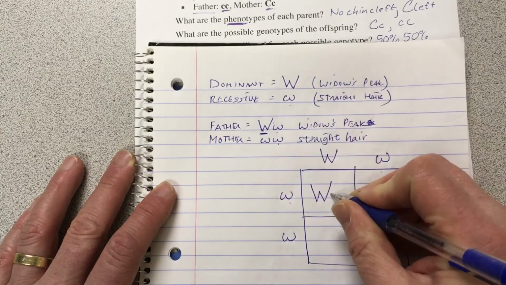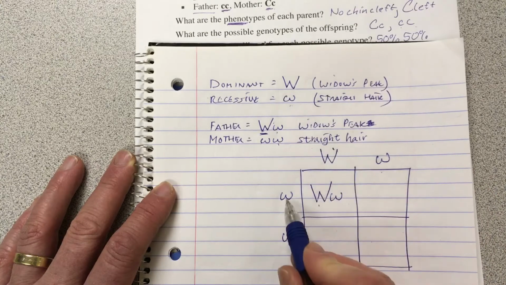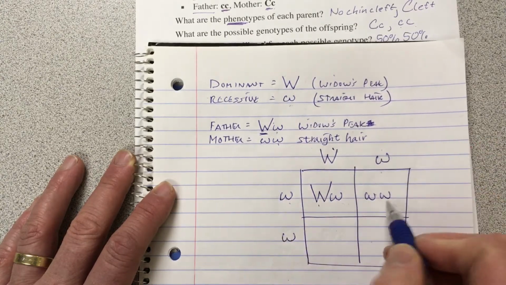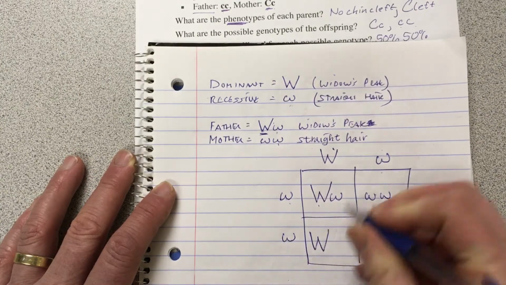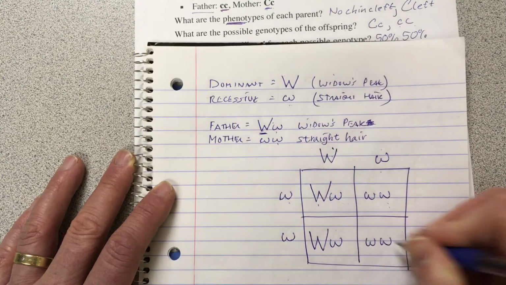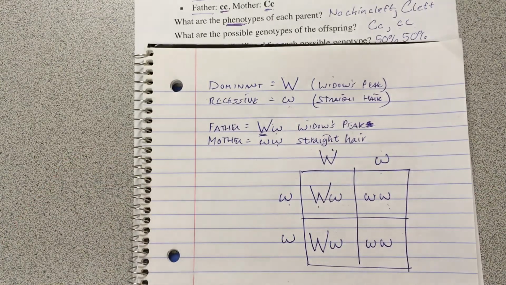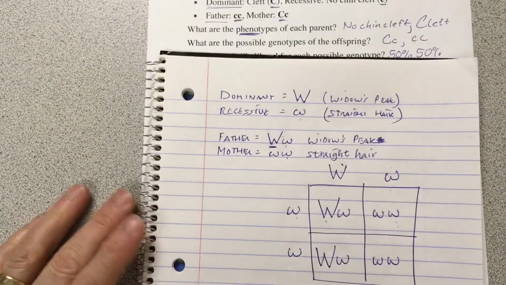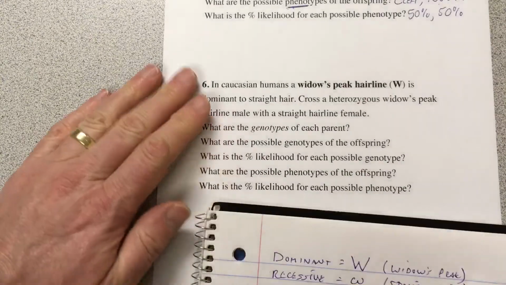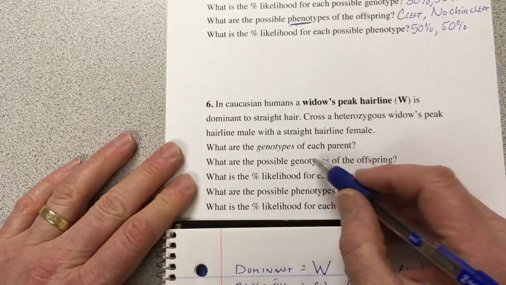I just run it like a multiplication table, there and there and there and there, and then down here, there and there and there and there. So what's interesting about this problem is that the results came out pretty similar to the previous problem. So again, we're kind of seeing 50-50 as we look at the Punnett square. So I'm going to go back to the questions now. And it said, what are the genotypes of each parent? Well, we figured that out here.